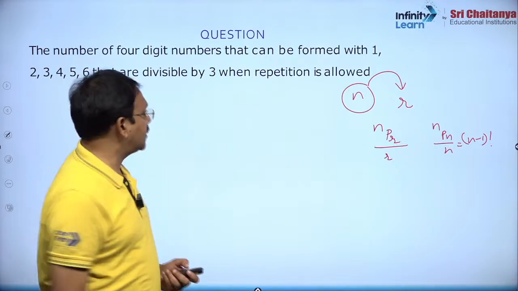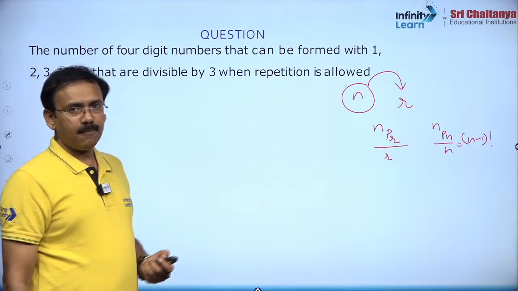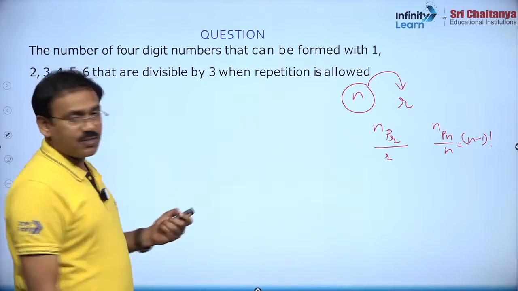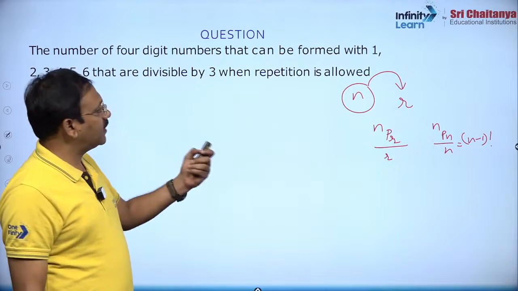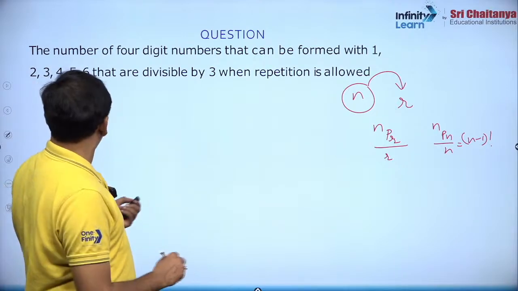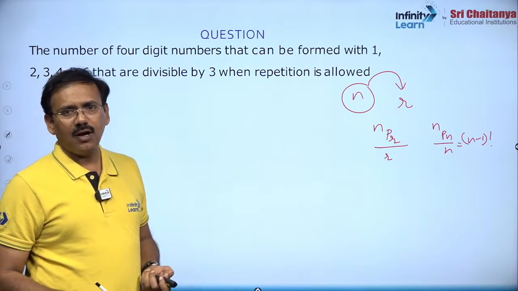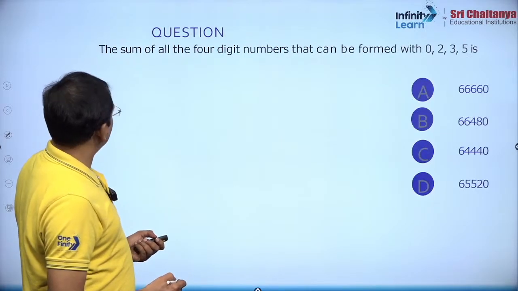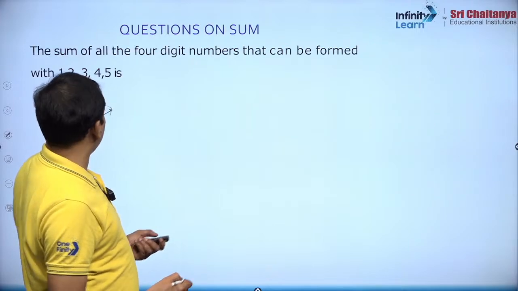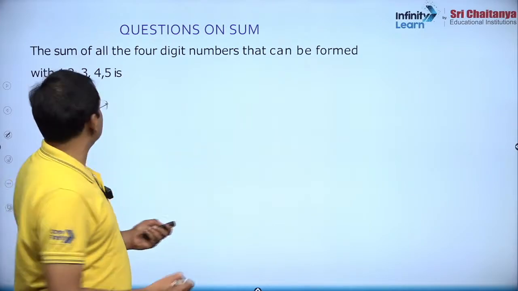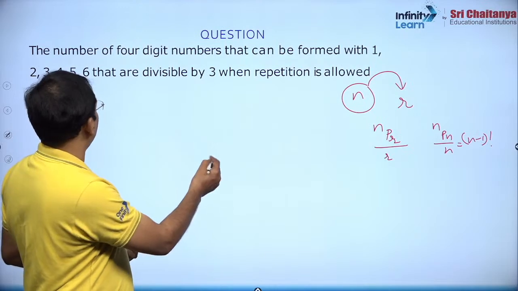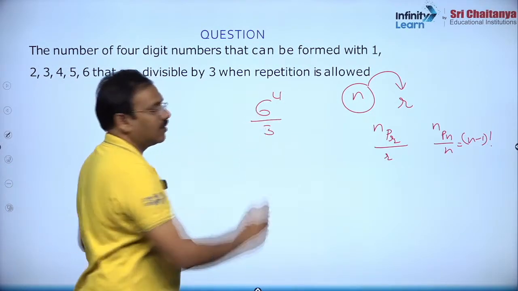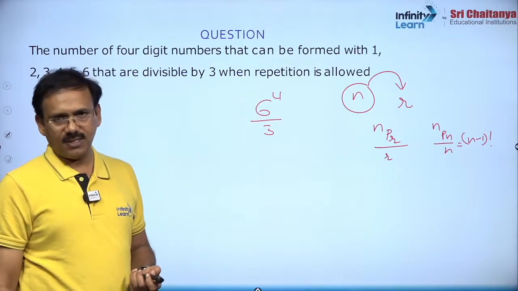The next, dear students: the number of 4-digit numbers that can be formed which are divisible by 3 when repetitions are allowed. We have already seen this question, the total number of 4-digit numbers. You got 6 power 4, and one-third of them will be divisible by 3. We have concluded this problem.